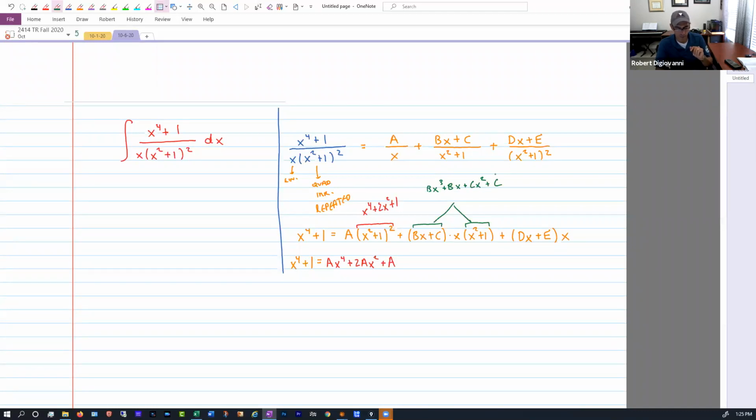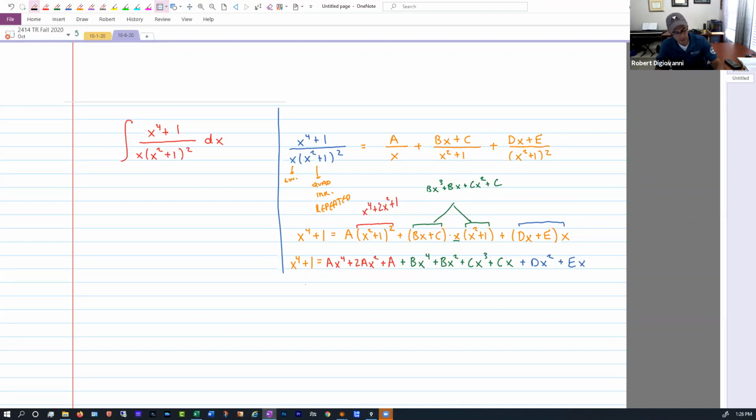Just double checking it. But I still have to hit all of that with this x, don't I? So I should get bx to the 4th plus bx squared plus cx cubed plus cx. And then the last part to do is actually the easiest. I just have to pass that x through. So plus dx squared plus ex.